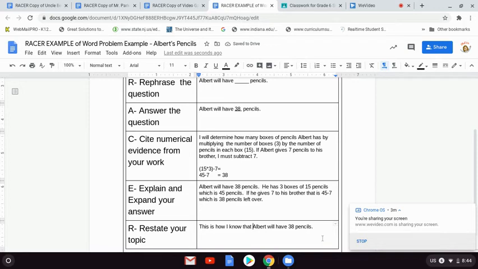And that's it. So what I did this week is I posted 3 more word problems for you to solve using the RACER method. You don't have to write this in a paragraph at the end. You can just fill in the graphic organizer and submit it. And I will post an answer key probably Thursday so you can check your answers. And I'm going to have office hours this week on Wednesday at 9:30.